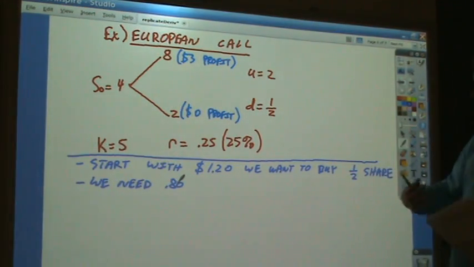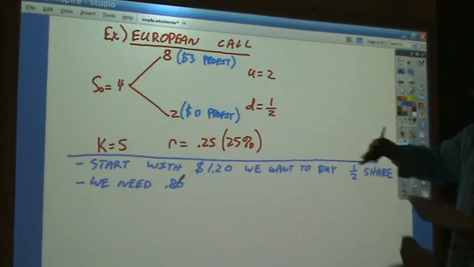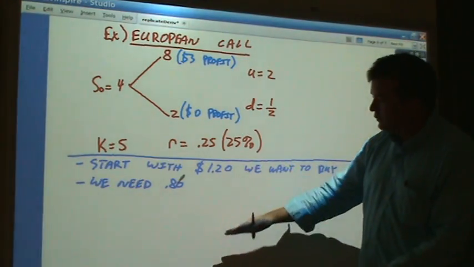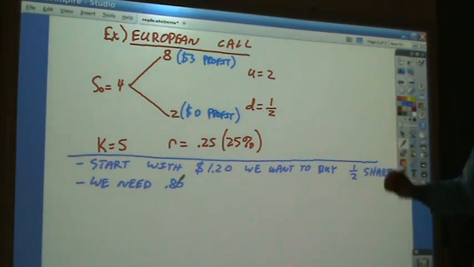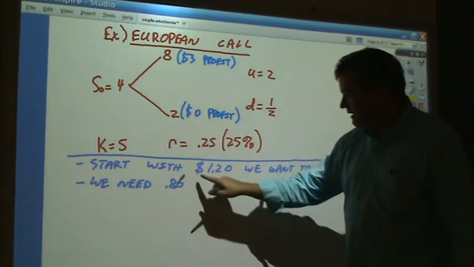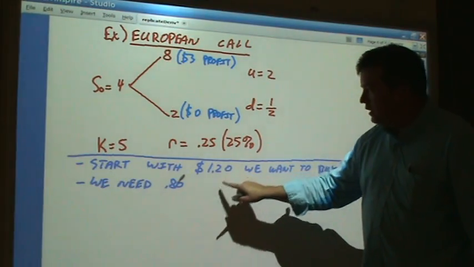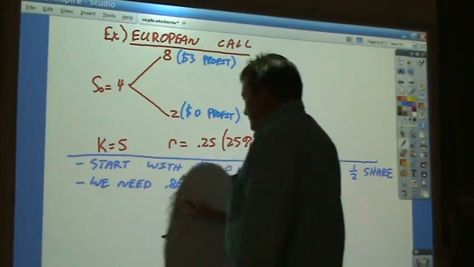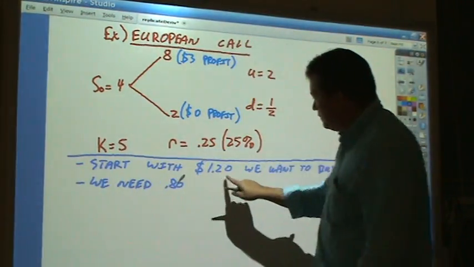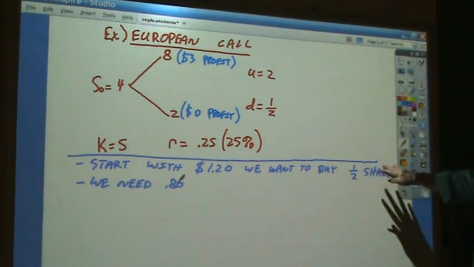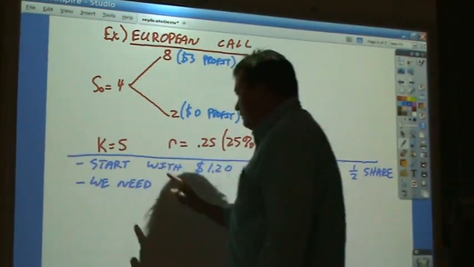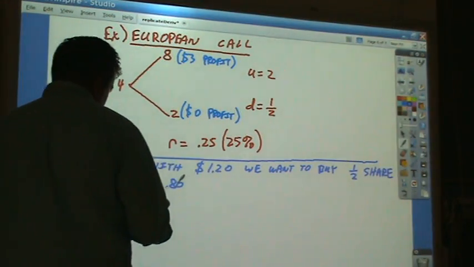So what I'm doing is I'm kind of saying the answer and then saying, with this answer, let's see what happens, and then we'll figure out how to solve for this answer. But let's say hypothetically we started with $1.20. We need 80 more cents to purchase a half a share. So we're starting with $1.20 and our goal is to buy a half a share. We'll see why we're starting with that and why this is our goal in a second. We need 80 more cents.